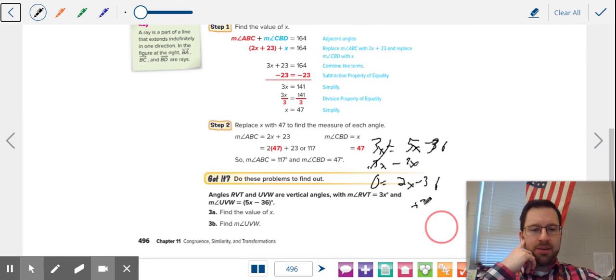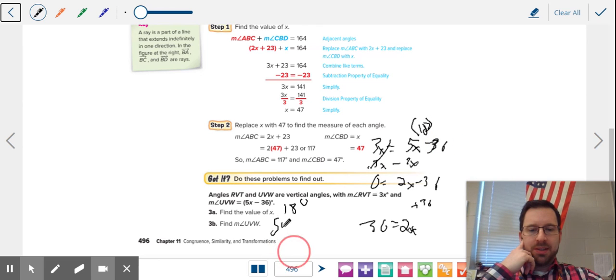So you're going to add 36. So you get 36 equals 2x. And lastly, divide by 2, and you get 18 is what x is worth. Now, what is UVW? UVW, remember, is 5x minus 36. So we're going to put the 18 up in here. 5 times 18 is 90, minus 36 is 54 degrees.